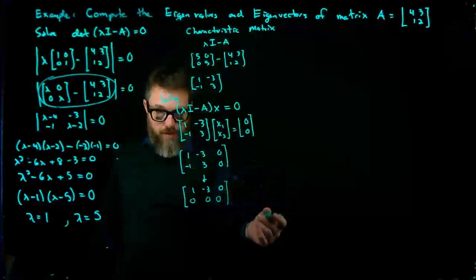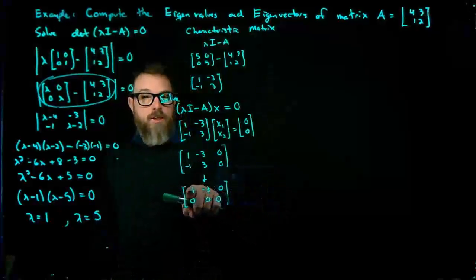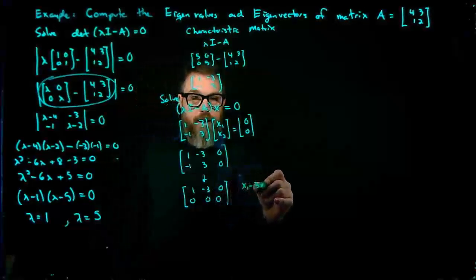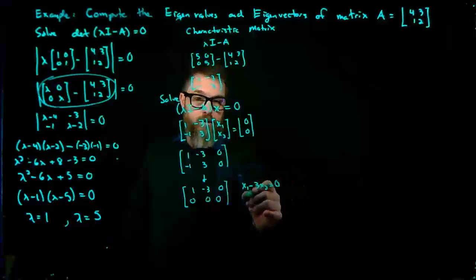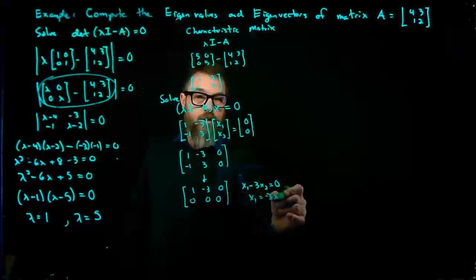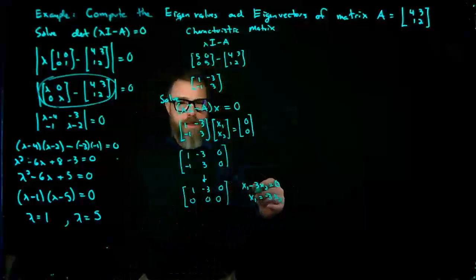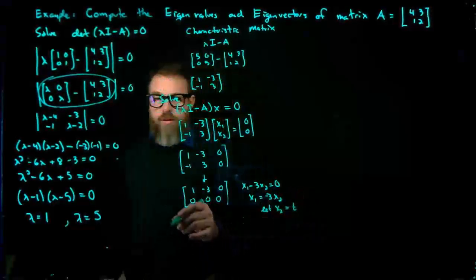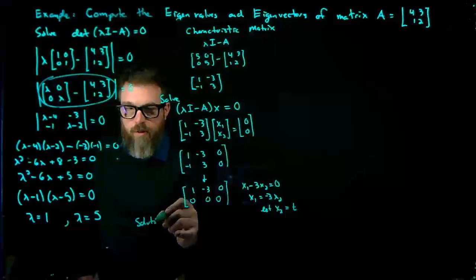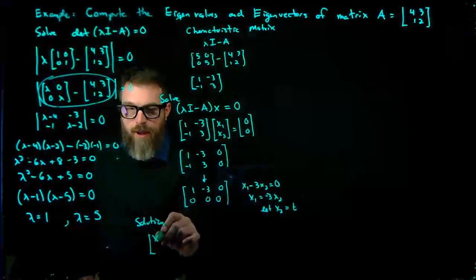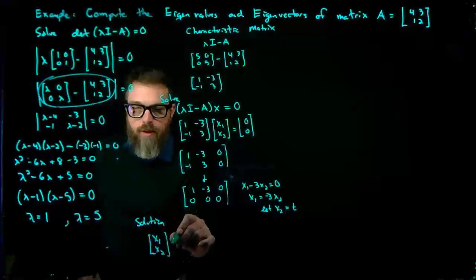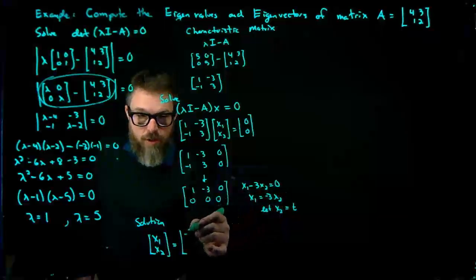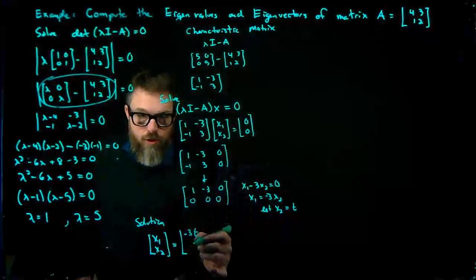Now remember, this is a system of equations. What this says is x1 minus 3x2 is equal to 0. And then what I can do is solve this for x1 is equal to minus 3x2. And then we'll parameterize this by letting x2 equal, say, t. So then finally our solution, our x1, x2 is going to be equal to, well, x1 is minus 3x2, which is t. So this is minus 3t, and x2 is just t.